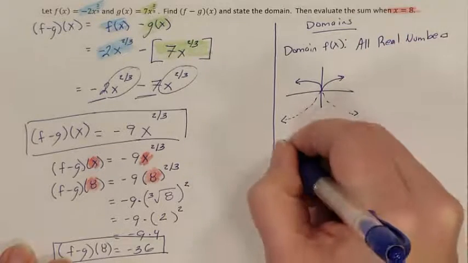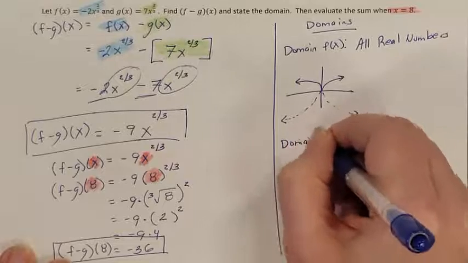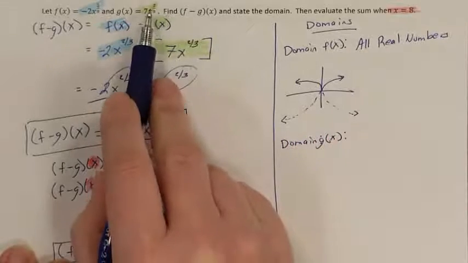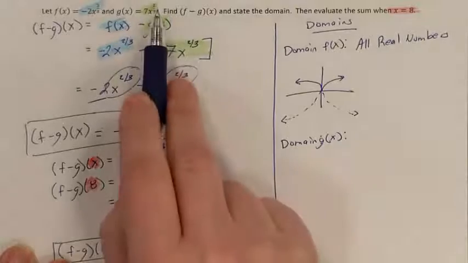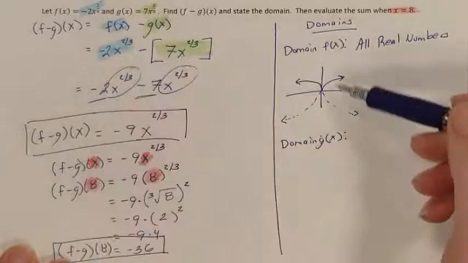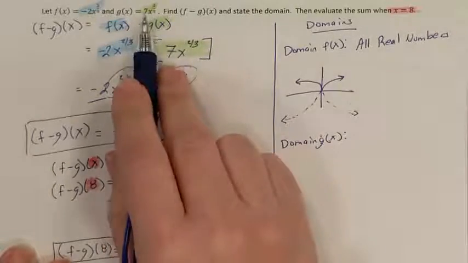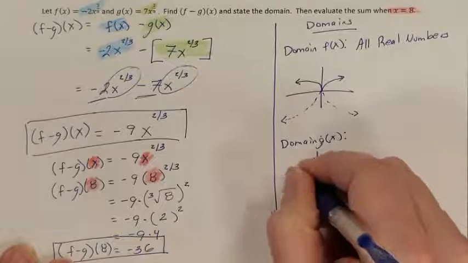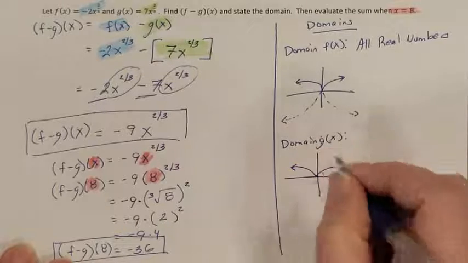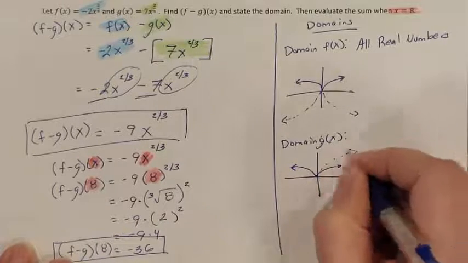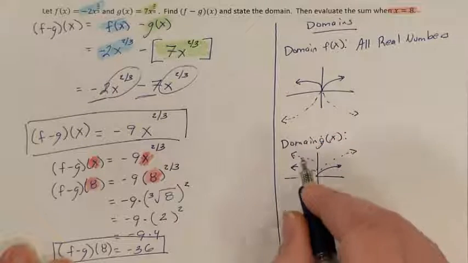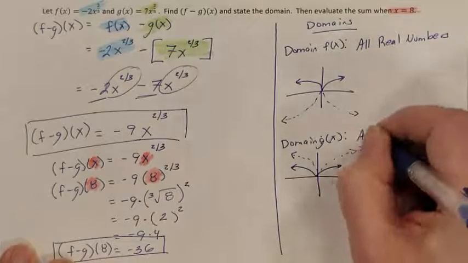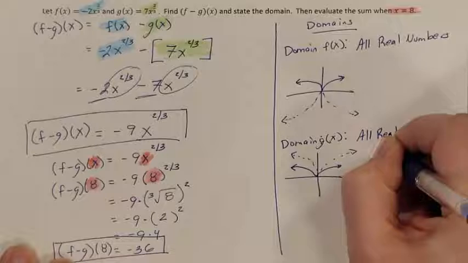Let's look at the domain of g of x. For g of x, no adding or subtracting on the inside, which means no left and right. No adding or subtracting on the outside, so no up and down. That's a vertical stretch of 7, which meant this was the parent function, now just vertically stretched by a factor of 7. It's still forever to the right and still forever to the left. So g of x still has an all real numbers domain.